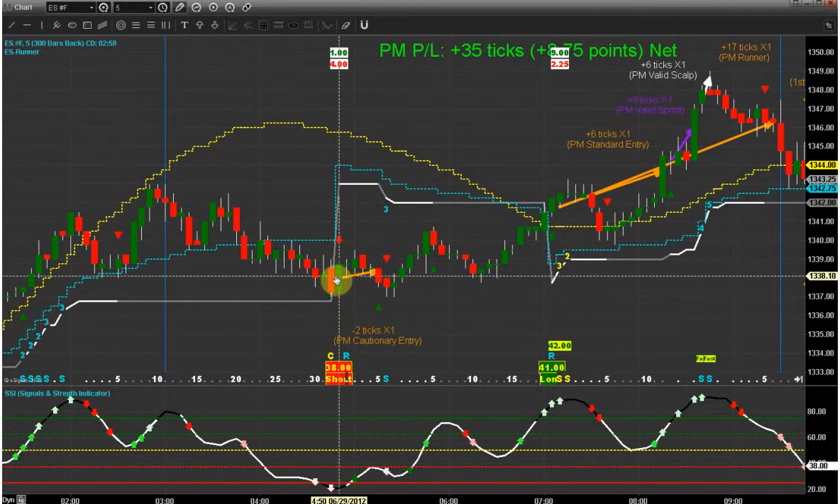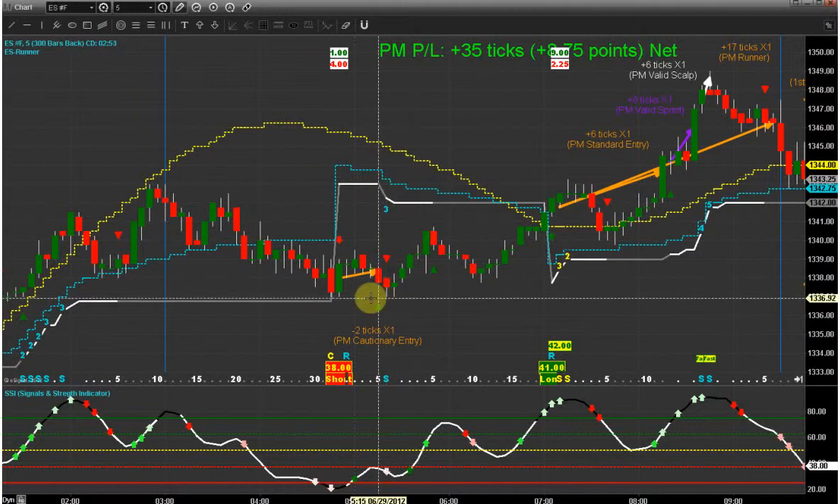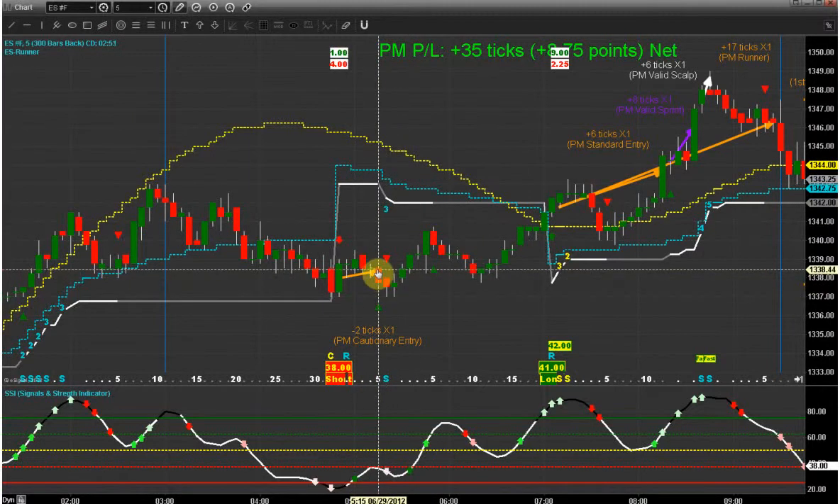The ES Runner had its first short here. You exit when the stop loss line goes flat for 5 periods and an opposite direction triangle appears. This trade loses 2 ticks.